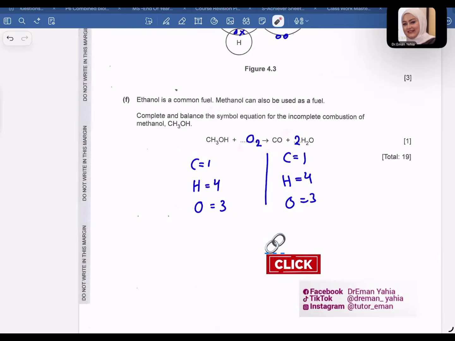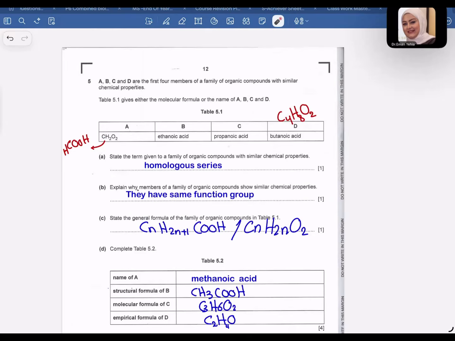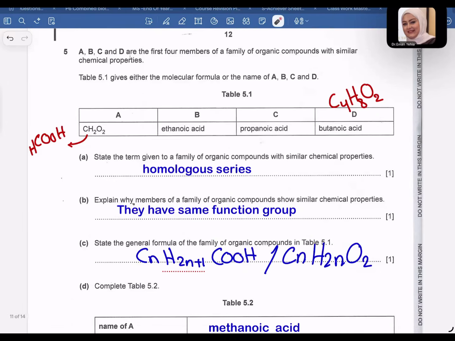Next question. A, B, C, D are the first 4 members of a family of organic compounds with similar chemical properties.